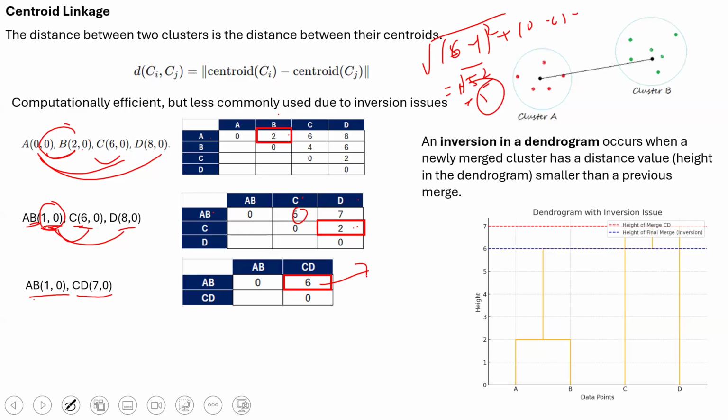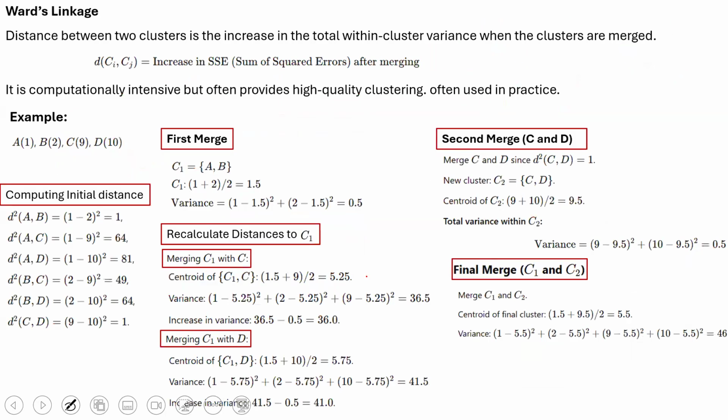Okay, and the problem with centroids is the inversion issue. Inversion issue is nothing but when the newly merged cluster has a distance value, or height in the dendrogram, smaller than the previous merge. When that happens and you cut the dendrogram at a higher value, you will not see the desired number of clusters. So that is what centroid linkage is.